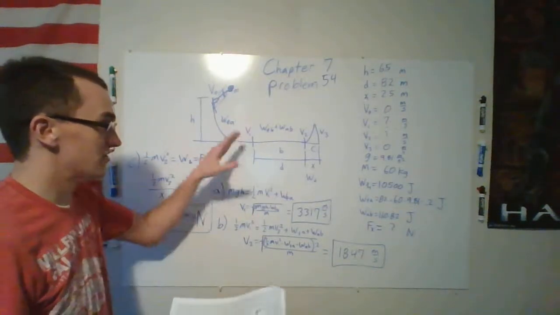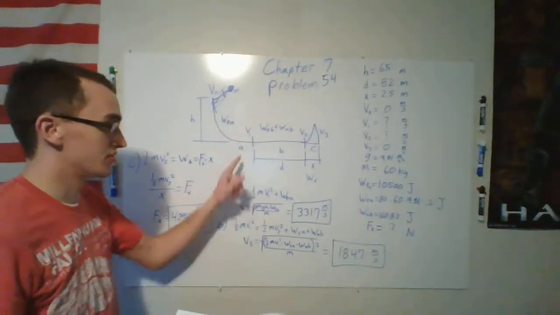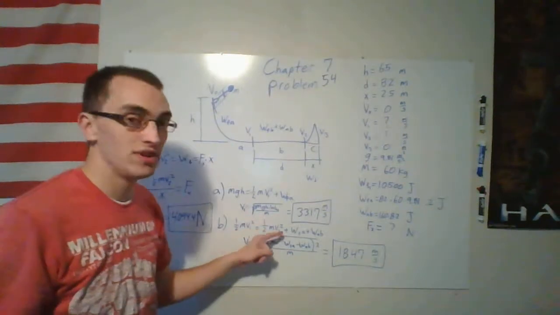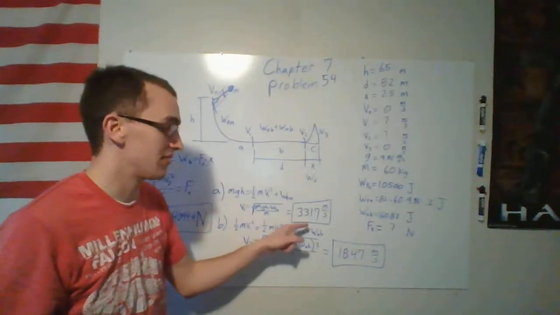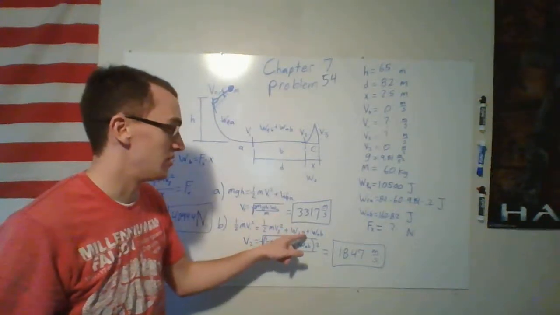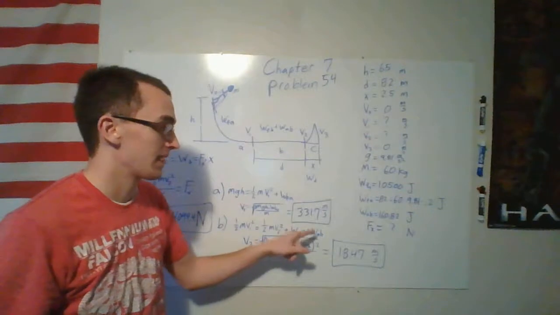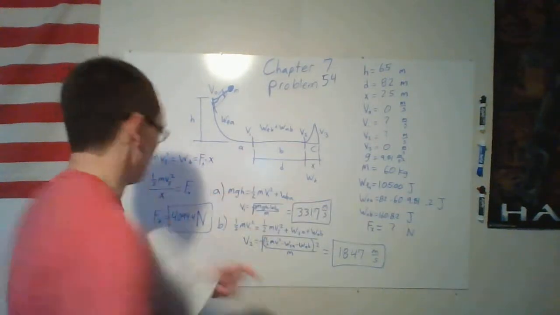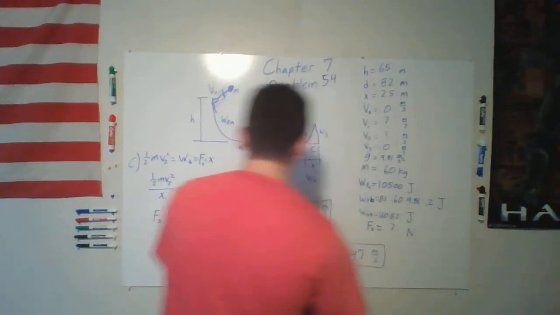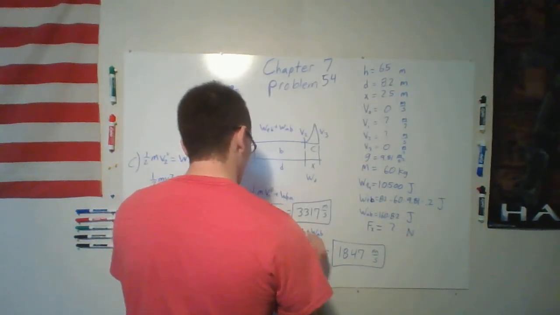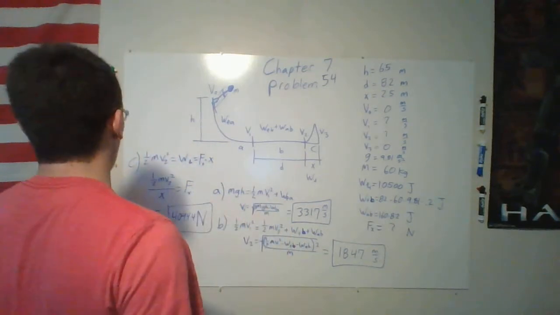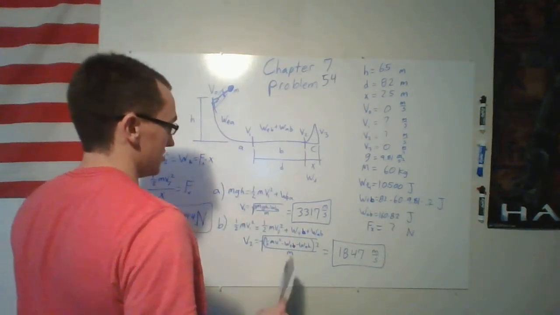So again, conservation of energy. Half mv1 squared, the energy right here, is going to equal half mv2 squared plus the work done by friction in part B. I wrote that as part A, but it should be part B. That should be a B. I'm going to fix that. WFB and WFB, plus the work done by air resistance in part B, which is WAB.